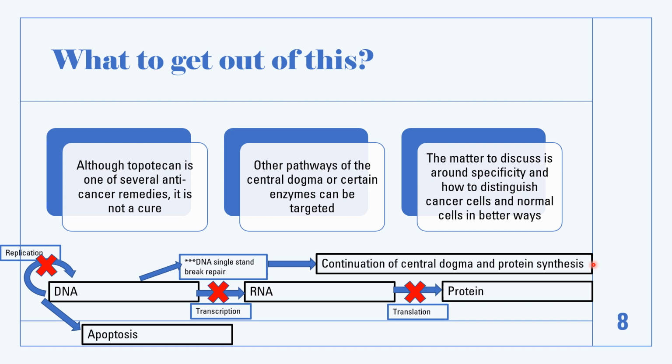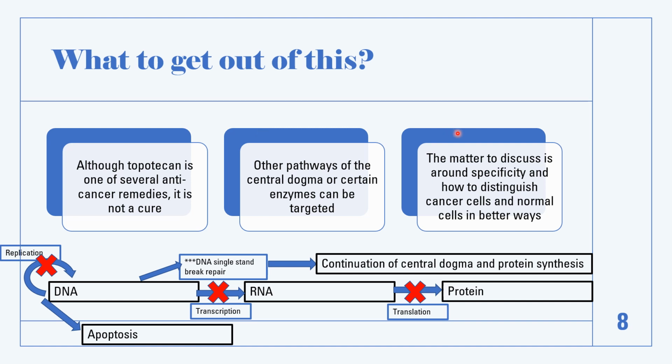Topotecan is also not a cure because there are many cancer cells that can still be unaffected and many healthy cells being affected with major side effects. Other pathways of the central dogma or certain enzymes can be targeted. We also know that for topoisomerase 2, it can be inhibited through ATPase activity inhibition.